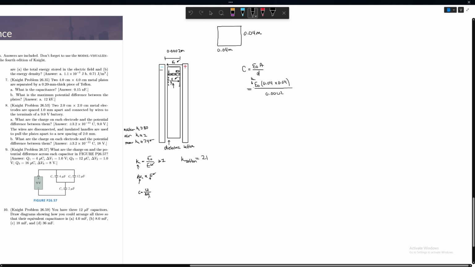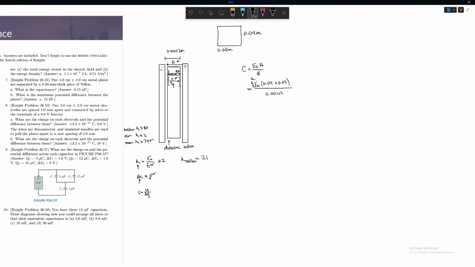That's where it goes. Usually we have air, so it's just one we've been doing, so we never wrote it. But there's actually a letter K here, and that's a constant. And so what it would look like is 2.1, and that's for our K, kappa. And then we have 8.85 times 10 to the negative 12, times 0.04 times 0.04, all over 0.002. So let's see how accurate that is, and let's see if we're right.